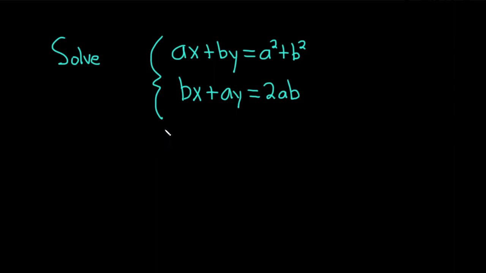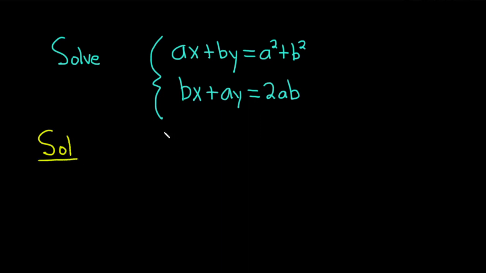Hello, in this video we're going to solve a system of equations. We have the system with equations ax plus by equals a squared plus b squared and bx plus ay equals 2ab. Let's go ahead and try to work through this solution.